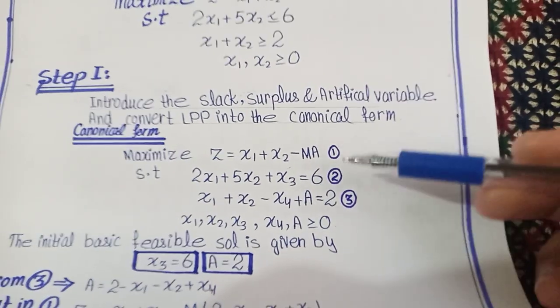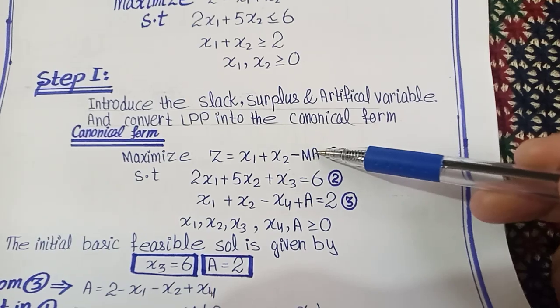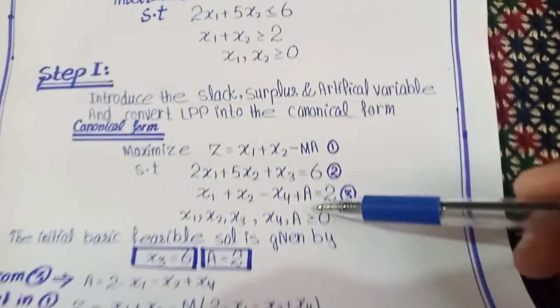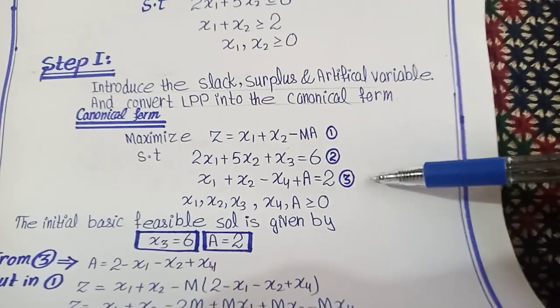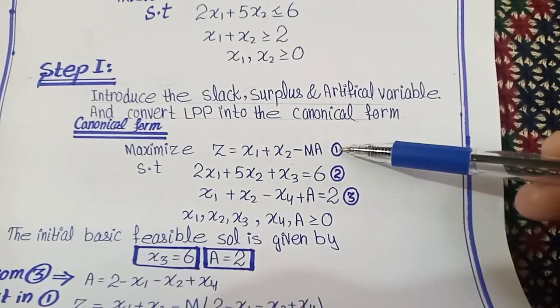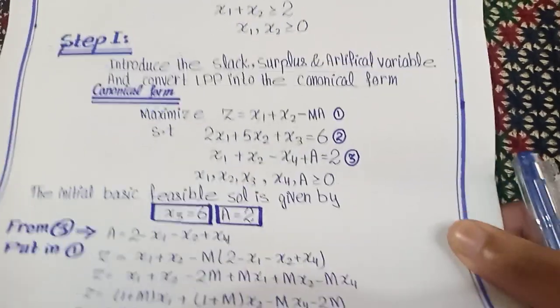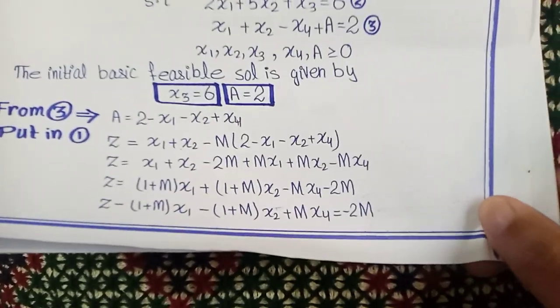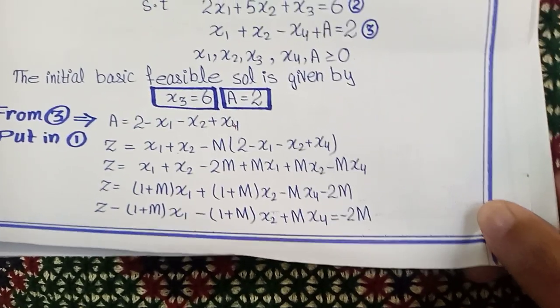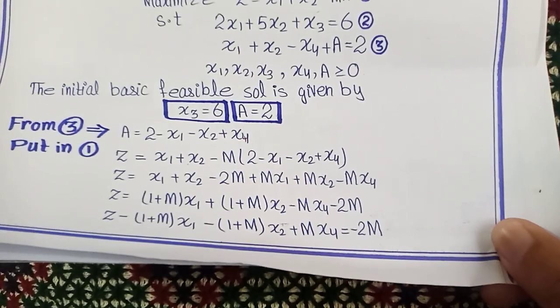Next, to eliminate this a from the objective function, arrange a is equal to 2 minus x1 minus x2 plus x4, and then put it in equation number 1 and arrange x1, x2, x4 and the other values of minus 2m.